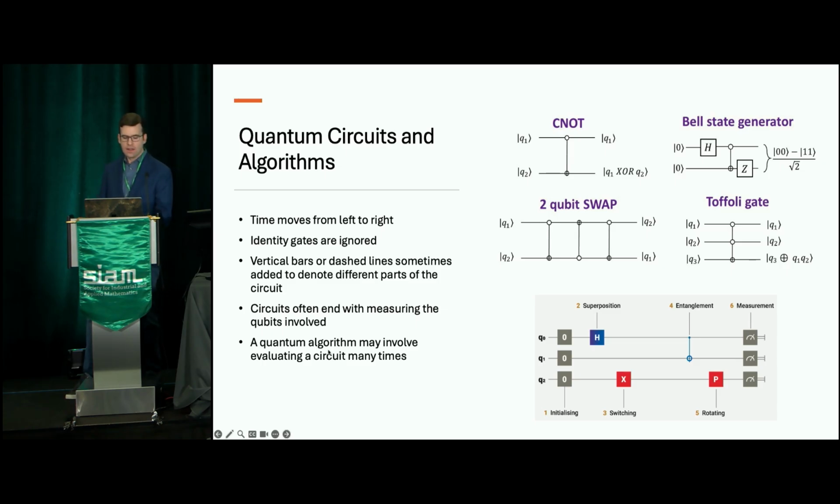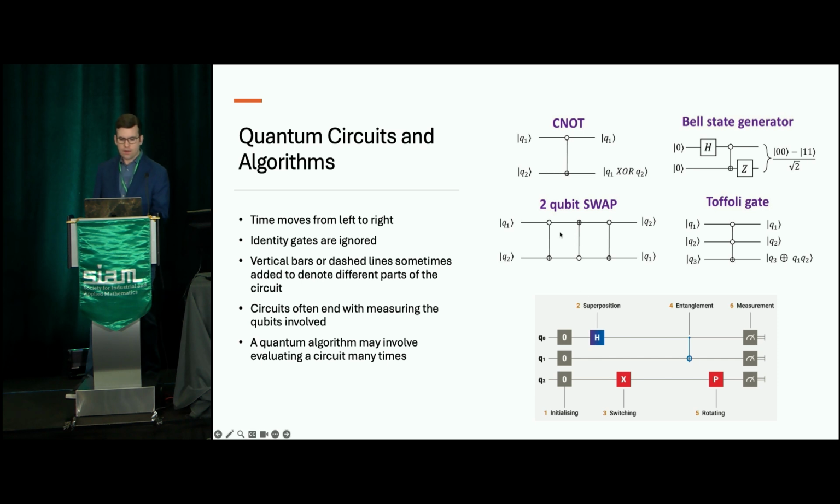And just one note, for being precise about terminology here, a quantum algorithm may involve evaluating a particular circuit a bunch of times. So you might need to sample a circuit 1,000 times to get some probabilistic answer, or maybe you're taking the output from one run of your circuit and feeding that back in an iterative fashion, things like that. So it's a small differentiation there.